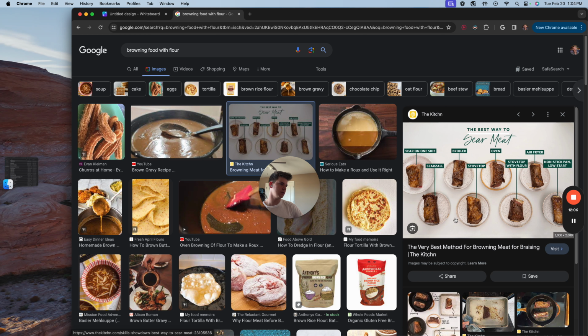Stovetop with flour, stovetop. Notice the difference. This one is obviously more brown and crusted than this one. This one has a little more uneven spots. It's a small difference. You don't need a lot. Not by any means do you need a lot.